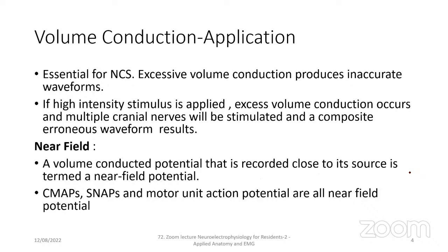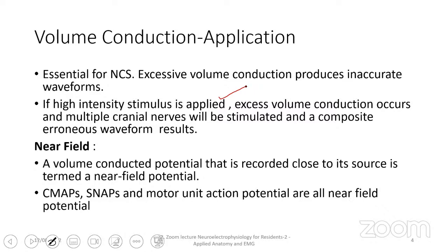And excessive volume conduction produces inaccurate waveforms. Suppose a high intensity stimulus is applied, excess volume conduction occurs and multiple nerves, peripheral or cranial nerves, will be stimulated, and a composite erroneous waveform results. So there are near field potentials and far field potentials.